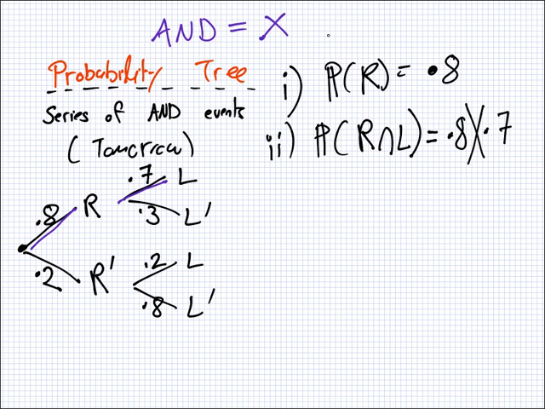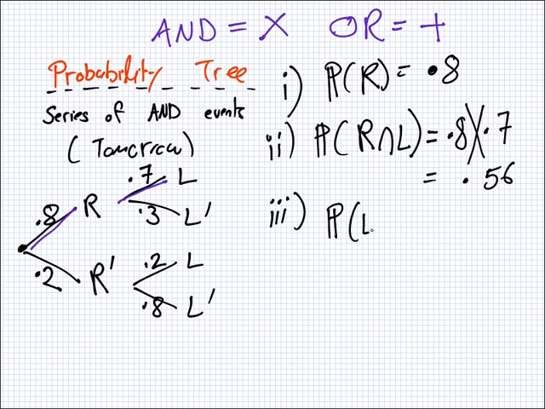Anyways, "and" is multiply and "or" is plus. Okay. Anyways, what is that? 0.8 times 0.73. What's that? 0.56. Okay. Now let's do something a little bit more challenging, more typical of the exam.